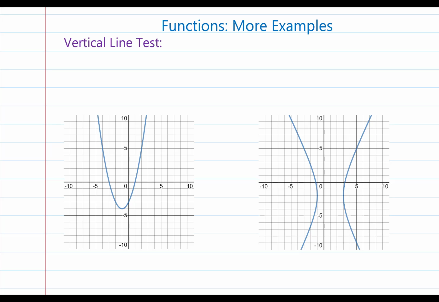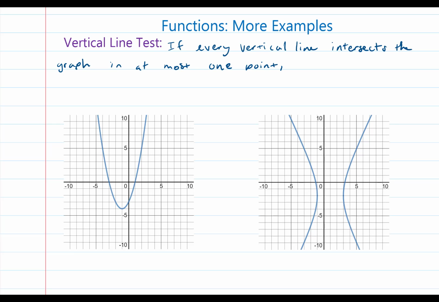line test. The vertical line test says if every vertical line intersects the graph in at most one point, then the graph represents a function.